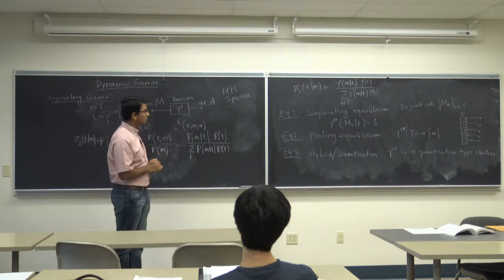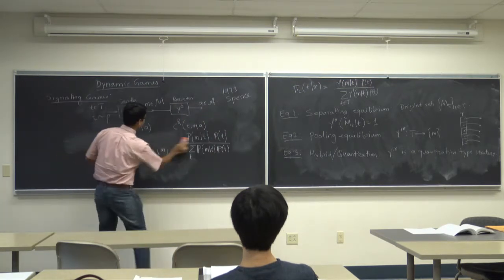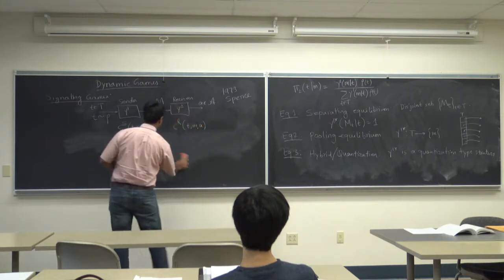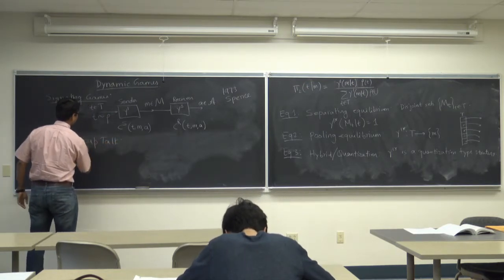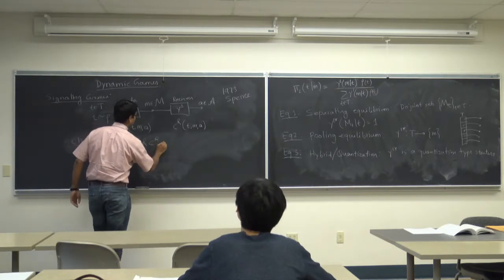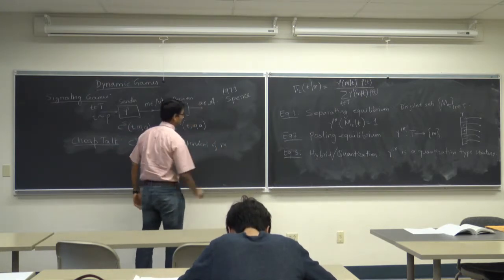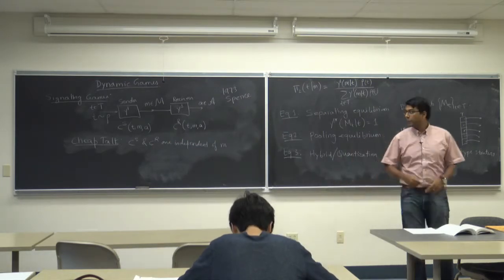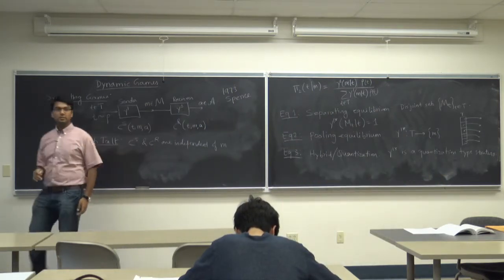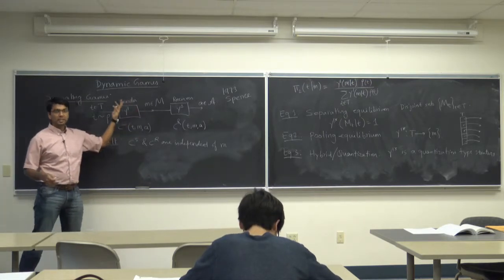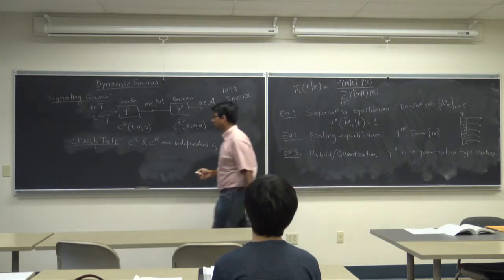There is another class of signaling games. It's called cheap talk. And in cheap talk, the cost doesn't depend on the message. CS and CR are independent of M. Okay? So the message doesn't really affect the cost. Why is it called cheap talk? Because transmitting a message is cheap. Okay? It doesn't cost you anything. So in cheap talk, you always have an equilibrium which is known as the blabbering equilibrium.